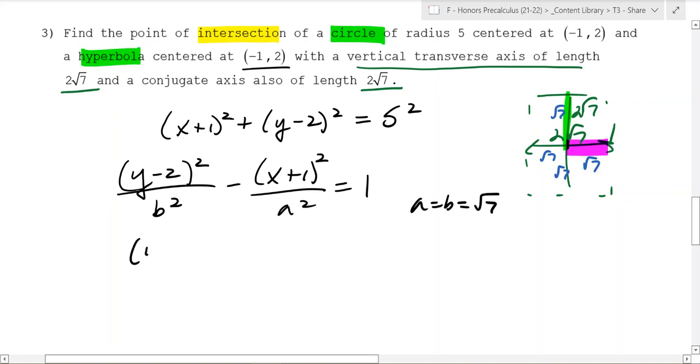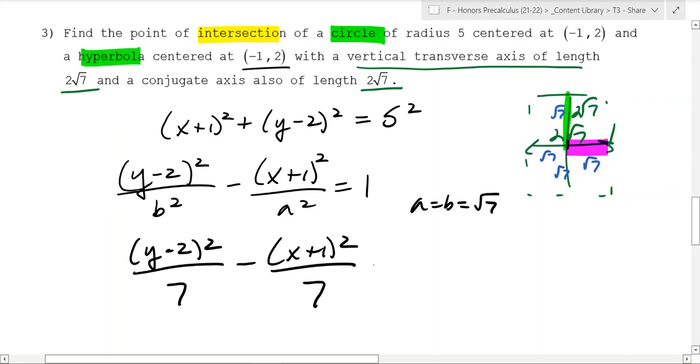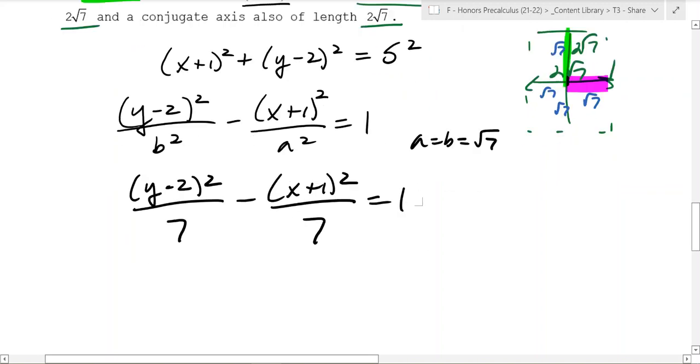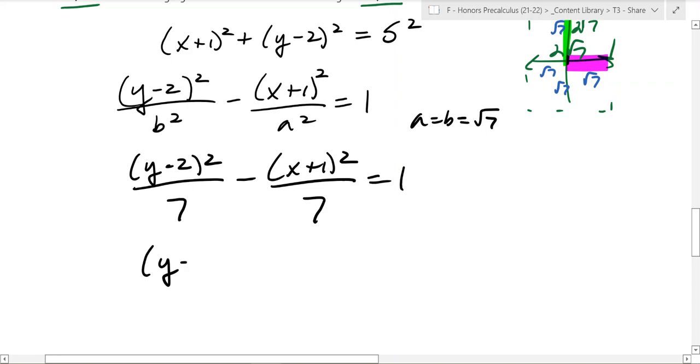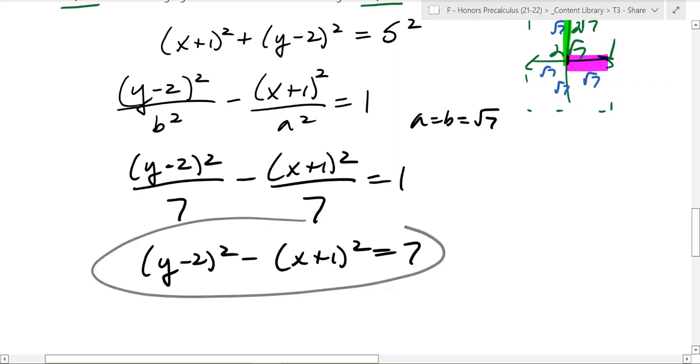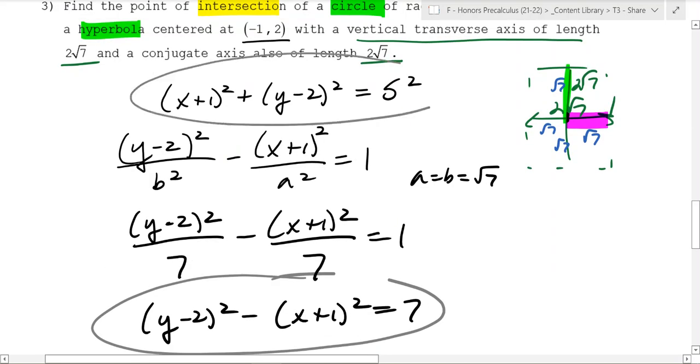When you square them, you end up with (y - 2)² over 7 minus (x + 1)² over 7 equals 1. You can multiply everything by 7 and end up with (y - 2)² minus (x + 1)² equals 7. So now you have one equation here and another equation here, and you're trying to find where they intersect one another.